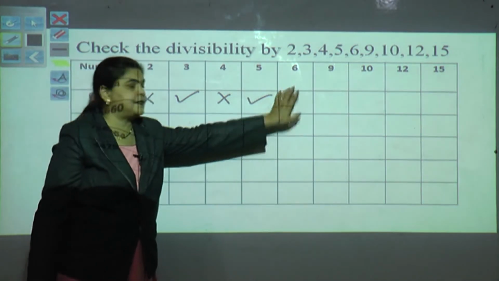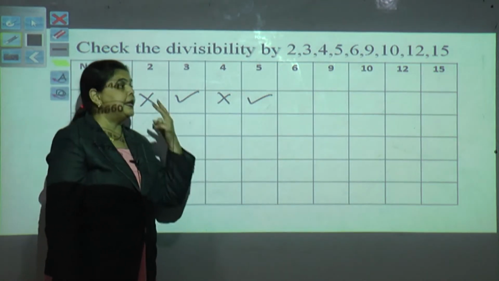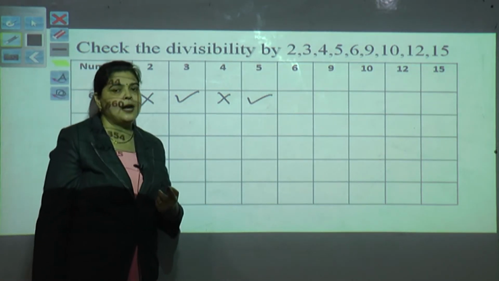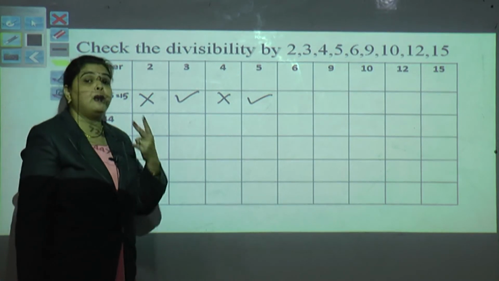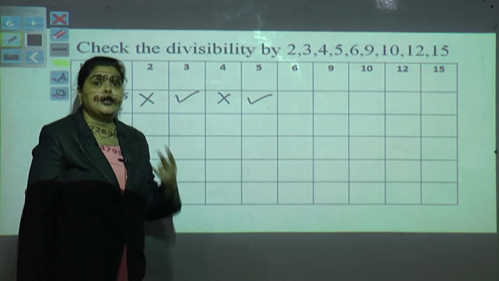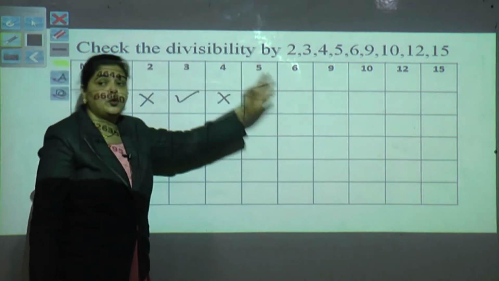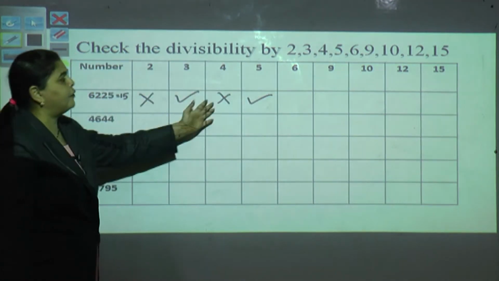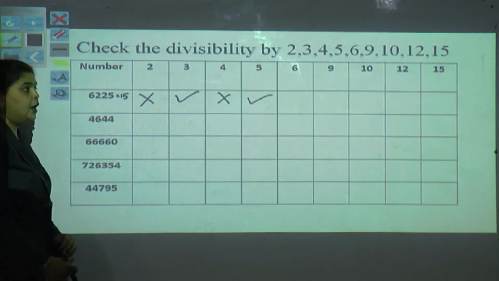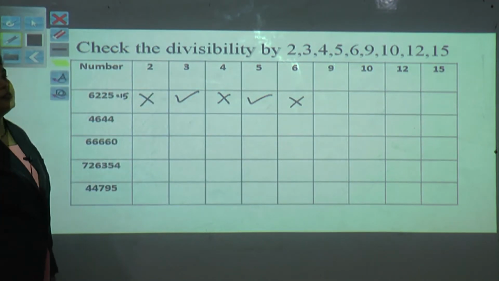What is the rule of 6? Yes, it should be divisible by both 2 and 3. When I was explaining, I had given you an example that it should satisfy both divisibility rules. The divisibility rule of 6 is that it should be divisible by both 3 and 2. Here we need not do it practically, we had already found out. It satisfies only one, it does not satisfy both 2 and 3. So we can say this rule is not applicable. So this number is not divisible by 6.